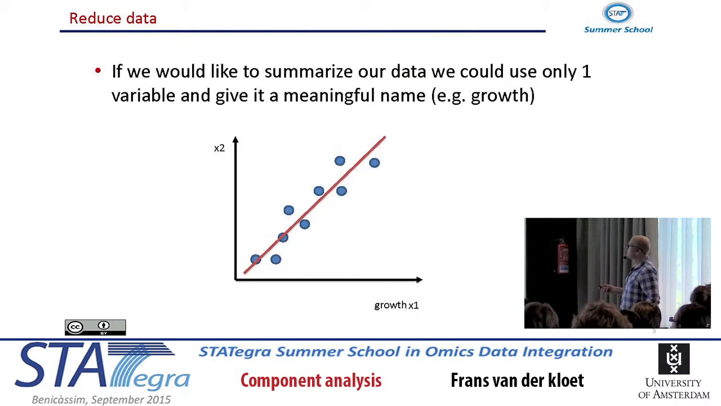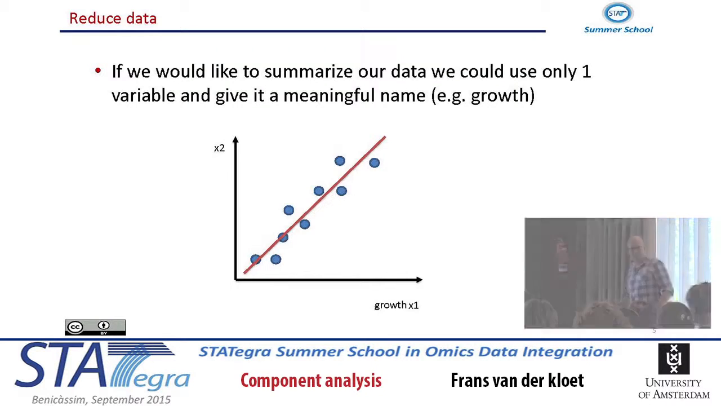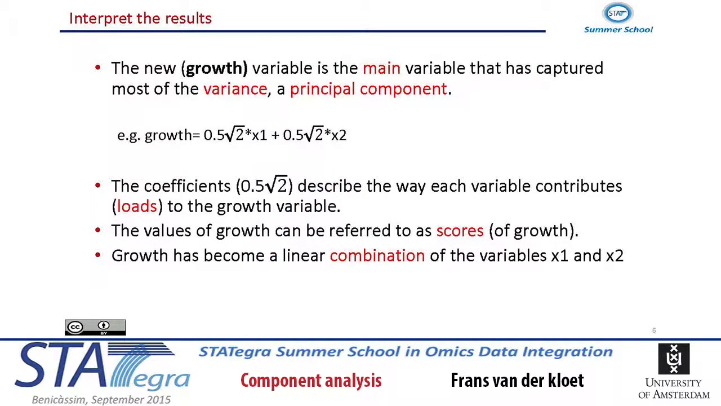So what we could do is find some common direction, and in this case it would be the red line. And if we would like to summarize our data, we could use only one variable and give it a meaningful name, and of course in our case it could be growth. So what I actually would do is reduce my data and call it growth. There we go. So the new variable actually is the main variable, and it has captured most of the variance.